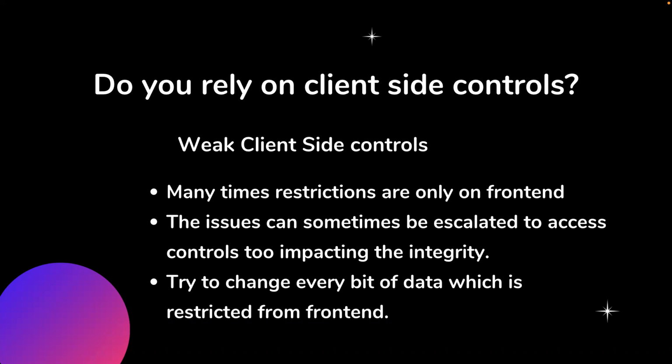So when you are observing the request, try to change every bit of data which is restricted from the front end. If you are able to change it, then work on the impact. In business logic, what matters most is the impact. Convincing the triager about the impact is a very crucial thing. If you have a good understanding of how the application works, how it is behaving, what flow it is following, and what kind of vulnerability you have found, you'll be able to form and write a good impact.